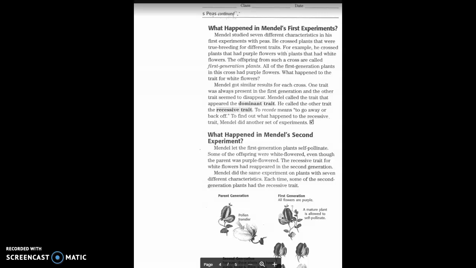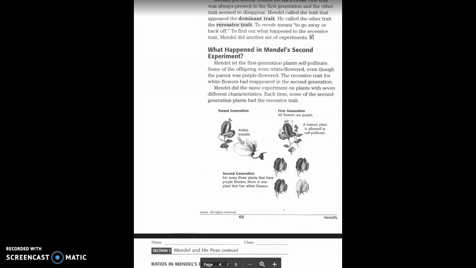To find out what happened to the recessive trait, Mendel did another set of experiments. What happened in Mendel's second experiment? Mendel let the first-generation plants self-pollinate. Some of the offspring were white-flowered even though the parent was purple-flowered. The recessive trait for white flowers had reappeared in the second generation. Mendel did the same experiment on plants with 7 different characteristics. Each time, some of the second-generation plants had the recessive trait.